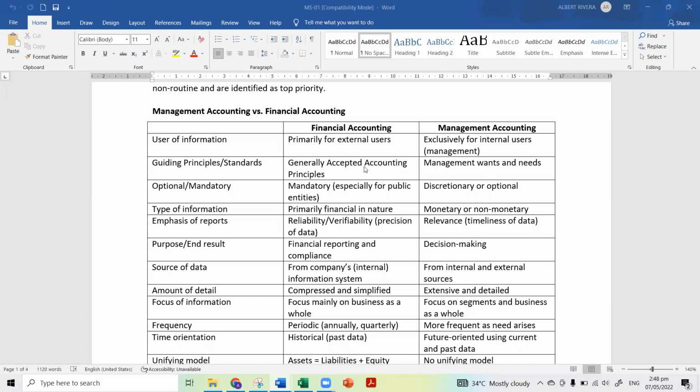okay, ito, depende yan sa management wants and needs. Kaya sabi ko nga sa inyo, these are specialized reports that cater the needs of the management. It may be detailed, depende sa gusto nila.